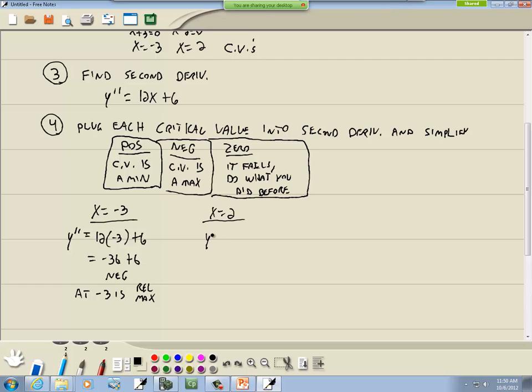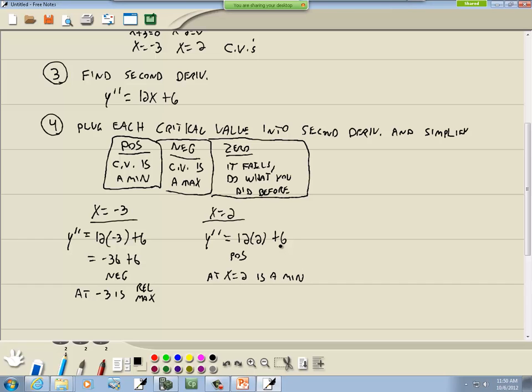Now do the same thing for 2. I'll plug 2 into my second derivative. So I got 12 times 2 plus 6. 12 times 2 is 24. 24 plus 6 is positive, which means that at x equals 2 is a min.